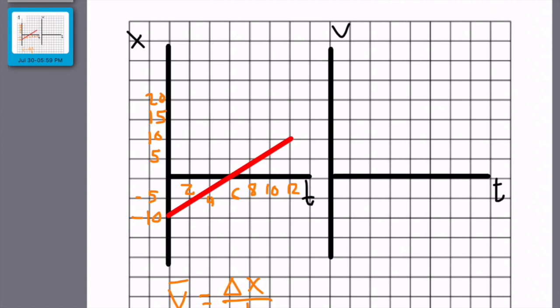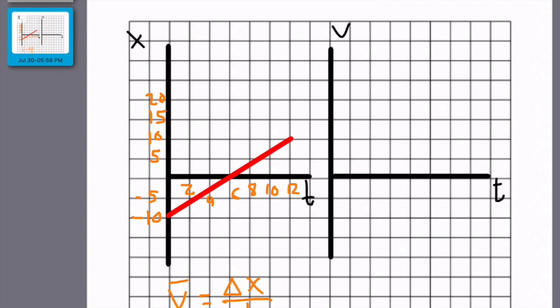So just looking at this, remember we mentioned that the slope of x indicated how fast it's going, right? If it's steeper, it's covering more distance in a smaller amount of time. If it's flat, it's not moving at all. The x isn't changing at all. So if we look at this, it's a constant velocity. The average velocity is constant.